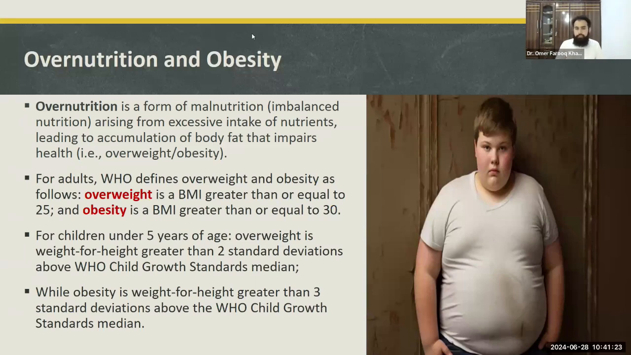For example, if a 4 year old kid comes to our healthcare setting, and we measure the weight of the child, and the child looks like just this chubby kid which I have shown in this picture, by the look of it we know that the child is overweight or obese. We just measure the weight of the child and compare it with the standard deviations and the standard medians provided to us by the WHO guidelines. Obesity is weight for height greater than three standard deviations above the WHO child growth standards median. So if there is a two standard deviation difference on the upper limit, then we will call the child overweight. But if there is a difference of three standard deviations above the WHO child growth standards median, then we will call the child obese.